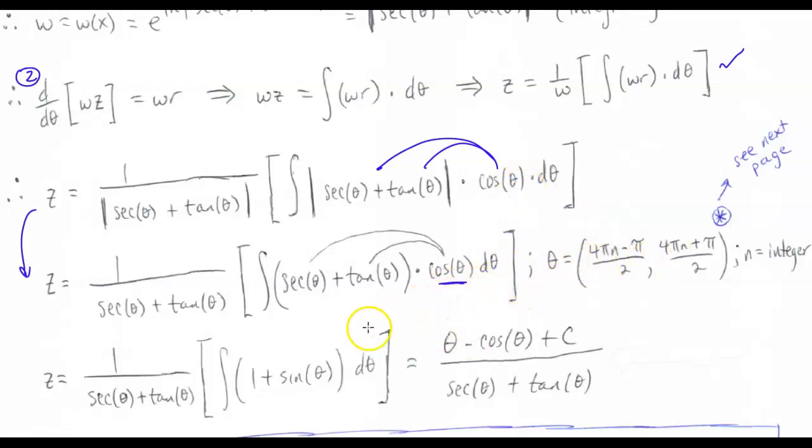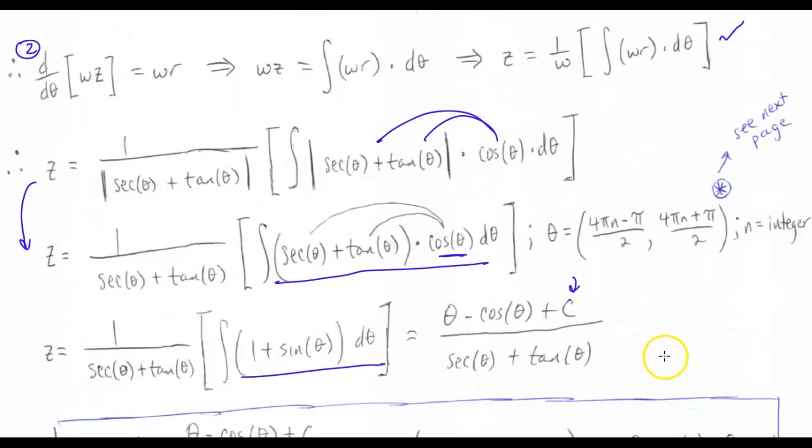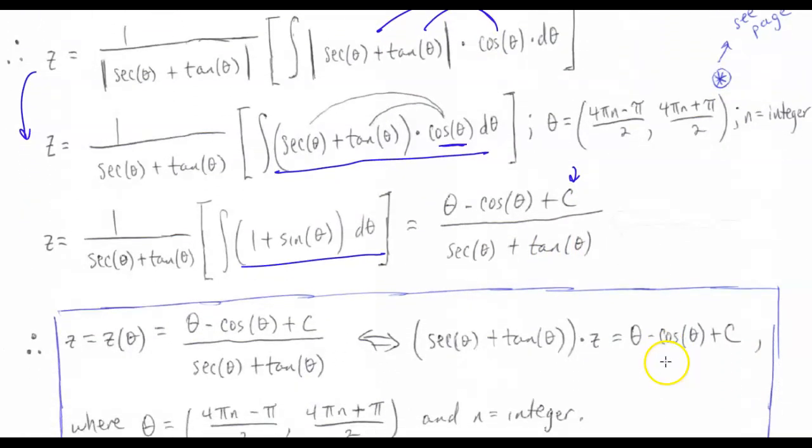Once we're here, we see that all of what we have here with the integral just simplifies to 1 plus sine theta, taking the integral of that times d theta. The antiderivative of 1 in terms of theta is theta. The antiderivative of sine in terms of theta is negative cosine theta. And of course, we add the integration constant since this is an indefinite integral. And all that gets divided by secant theta plus tangent theta. So in essence, that is our answer.